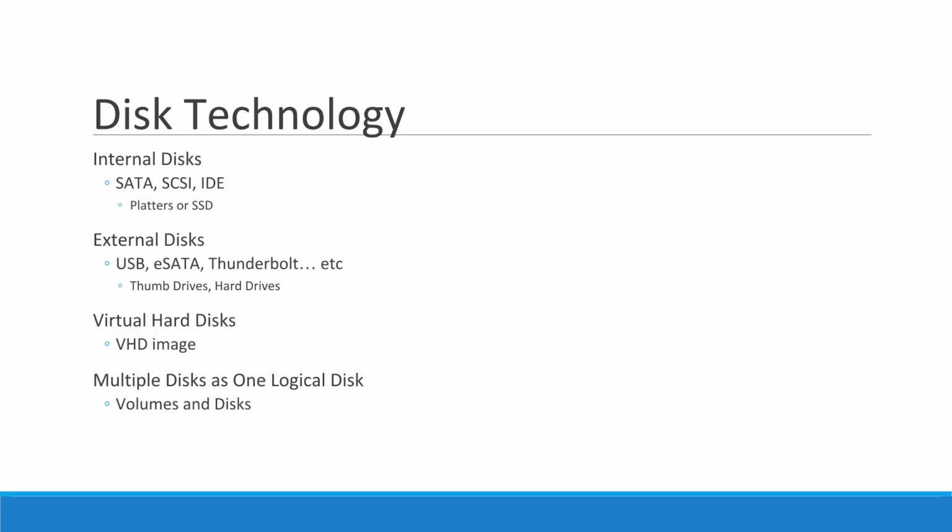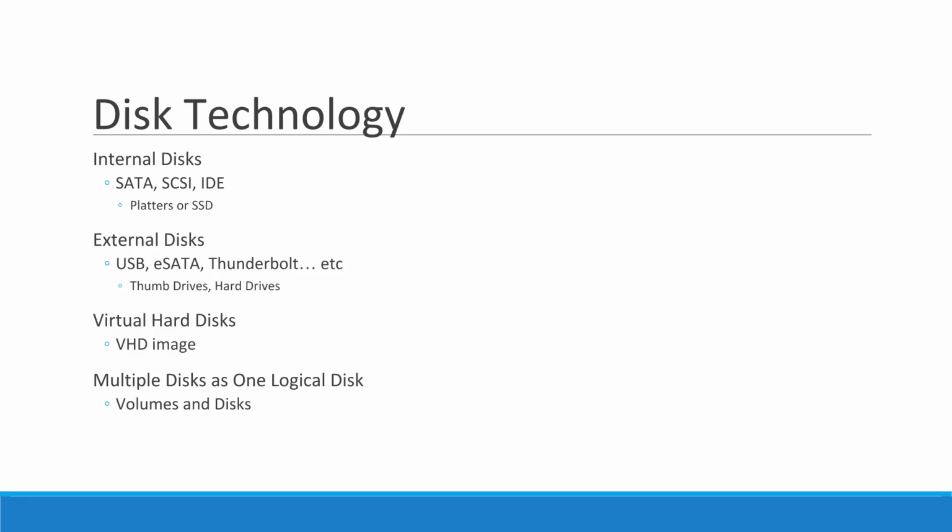We're up to version 3 as well there, with faster transfer speed. Still nowhere near as fast as the internal disks. eSATA, which is the external SATA standard, and Thunderbolt. And there are many other standards. But primarily we're talking about thumb drives and external hard drives.